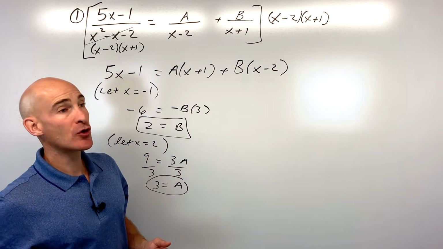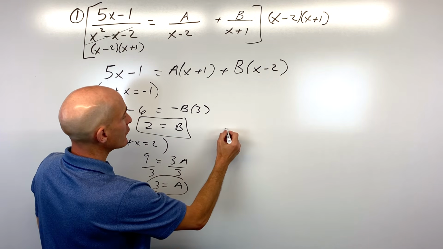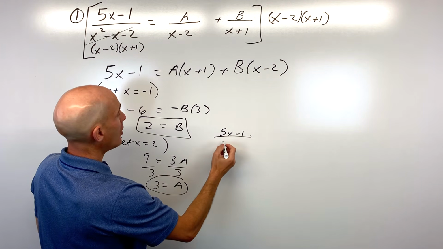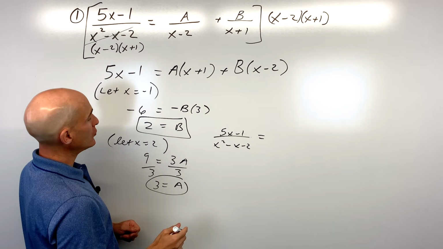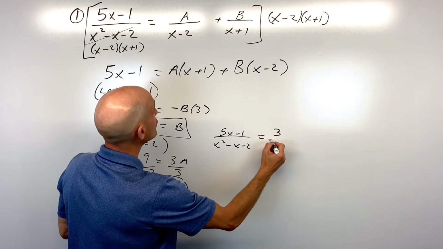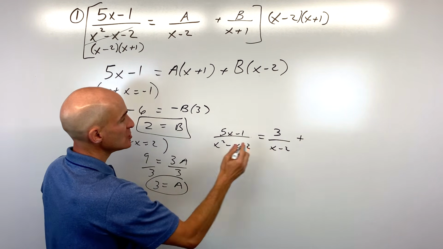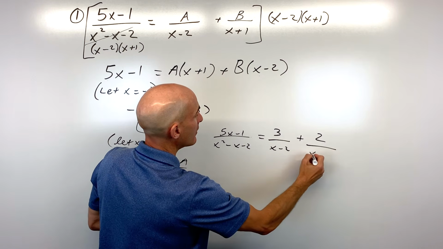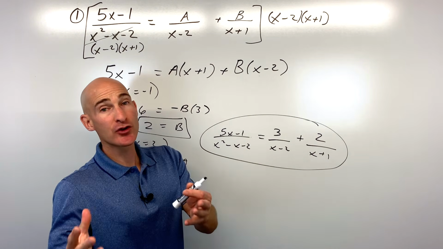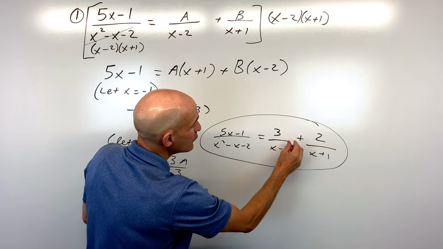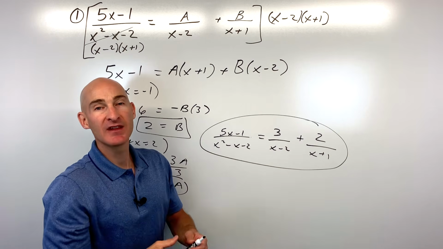The last step that you're going to want to do is just rewrite this showing your result. So I'm just going to say over here 5x minus 1 all divided by x squared minus x minus 2 is equal to a, which is 3 over x minus 2, plus our b value, which we said was 2 over x plus 1. And this is your partial fraction decomposition. If you want to check your work, go ahead and combine these two fractions together, getting a common denominator, and you'll see that it equals this one on the left, and you got it.